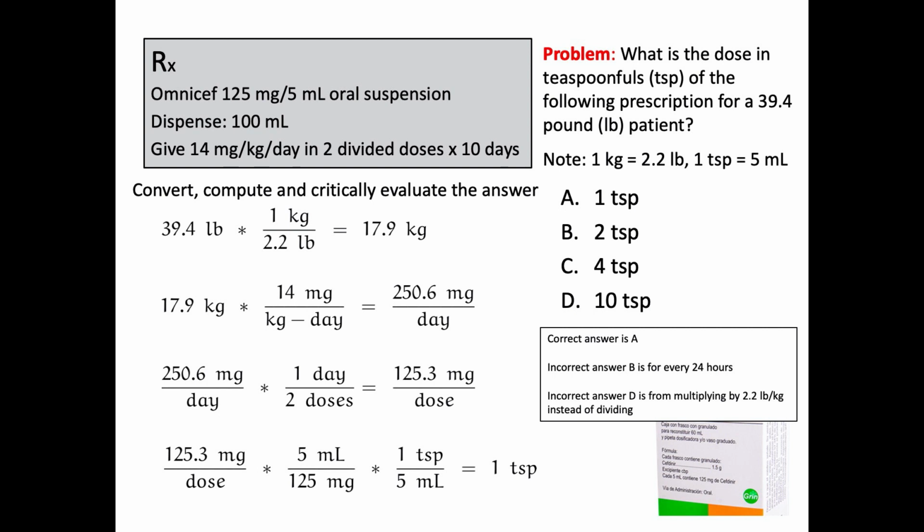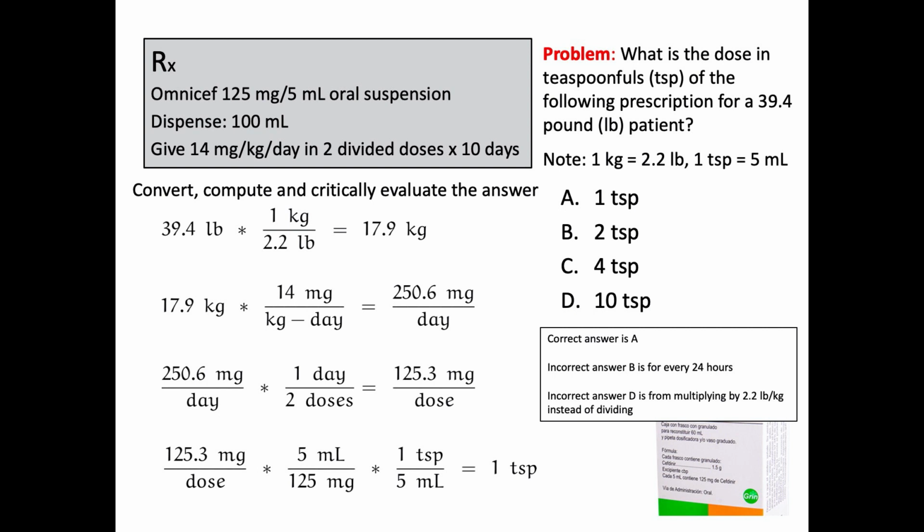Now let's determine the total daily dose by taking our 17.9 kilograms times the dose expressed as 14 milligrams per kilogram-day, and we can see that the units of kilograms will cancel. You do that math, and 17.9 times 14 is 250.6, and the units are then milligrams per day.